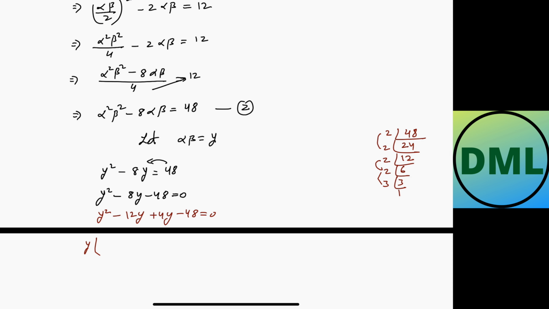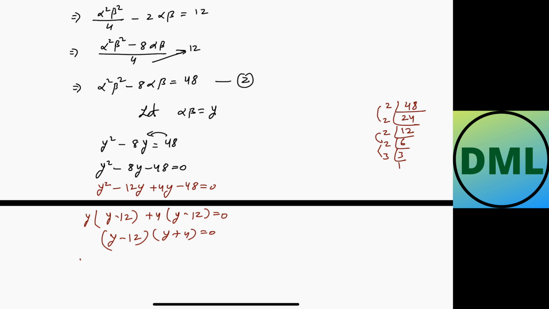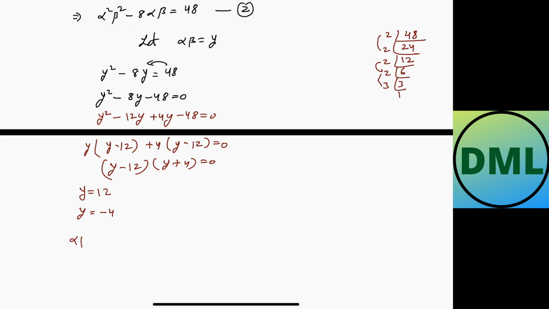Let's take y as a common factor. y into y minus 12 plus 4 into y minus 12 is equal to 0. The factors are y minus 12 and y plus 4 is equal to 0. The values are y is equal to 12 and y is equal to minus 4. If y is equal to 12, this shows that alpha beta is equal to 12. Next is alpha beta is equal to minus 4.